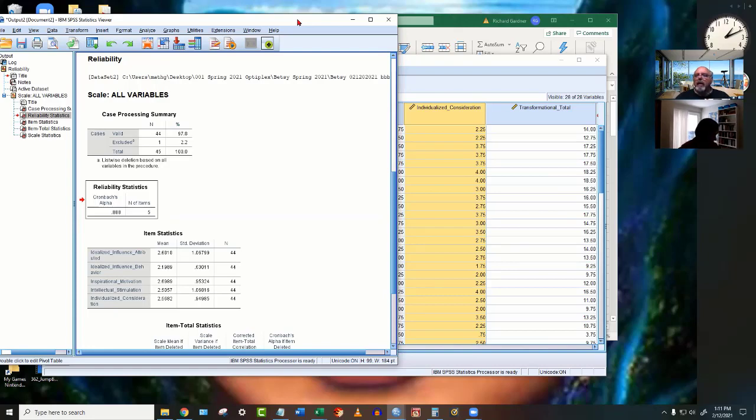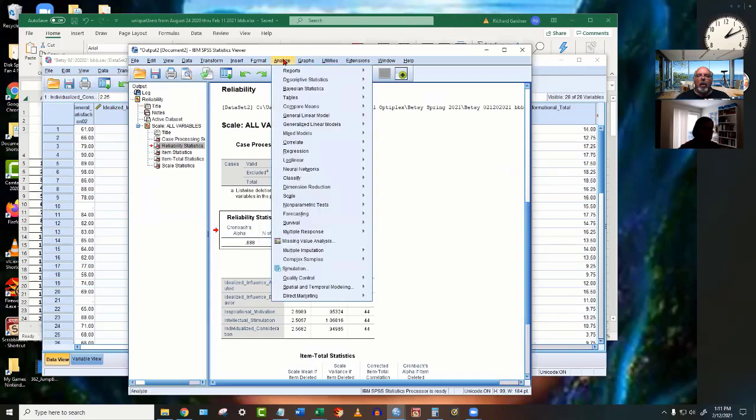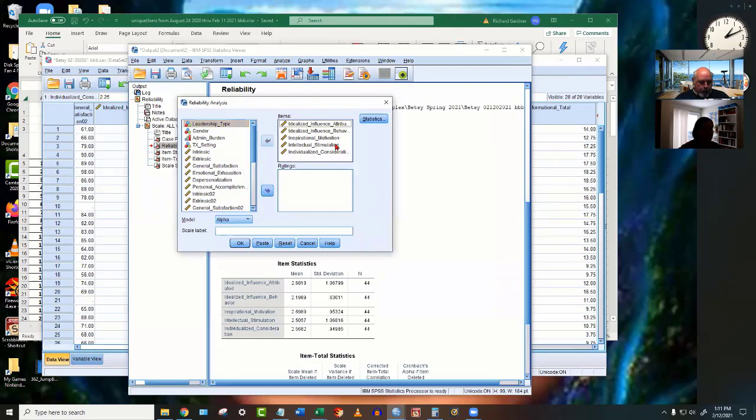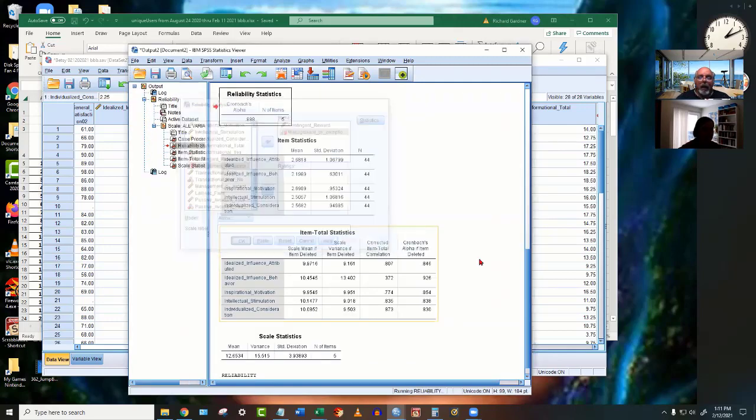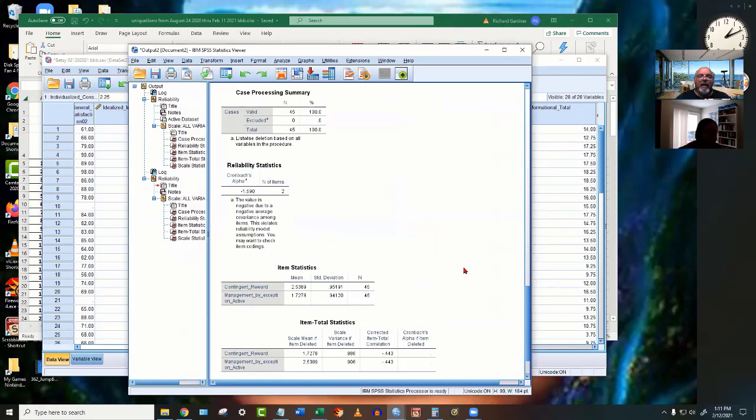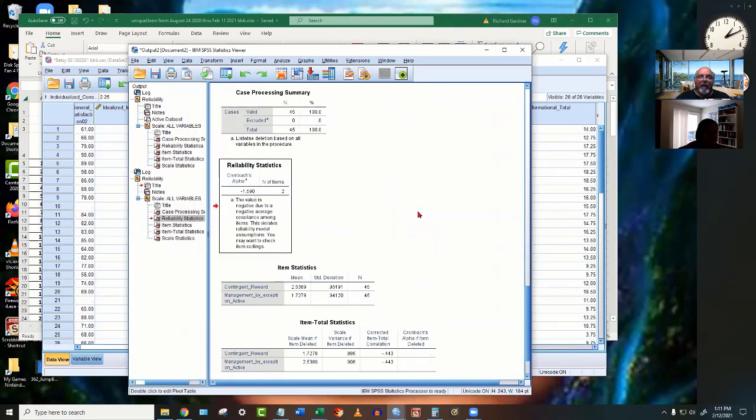Who's up next? That would be transactional. So it'd be contingent reward and management by exception active. All right. Contingent reward, and management by exception active, which is that next one. Got it. And again, it should be over 0.7. And you got a negative number I've never seen before. So I don't know what the hell that means.